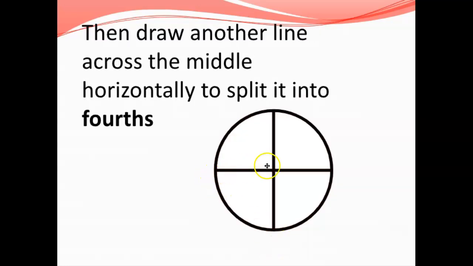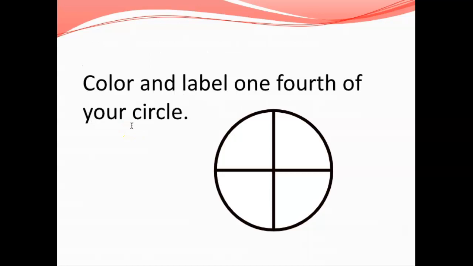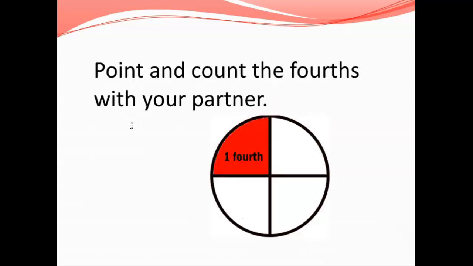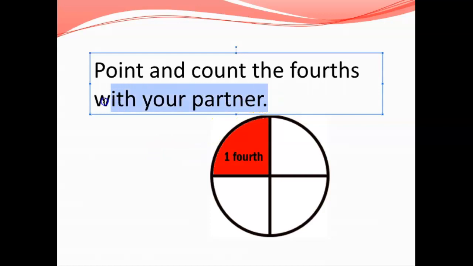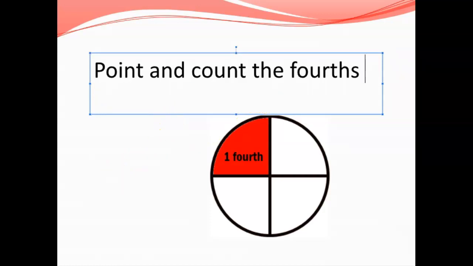Then we're going to draw another line horizontally across the middle to cut it into fourths. Color and label 1/4. So you're just going to color in one of those parts and write 1/4 on it. Just like that. Let's point and count the fourths. We don't have a partner at home, but we can still point and count the fourths.